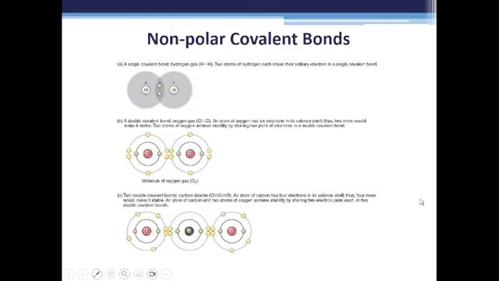A common example of nonpolar covalent bonding is found in this. This is oxygen gas. This is carbon dioxide. So they are examples of nonpolar covalent bonds.